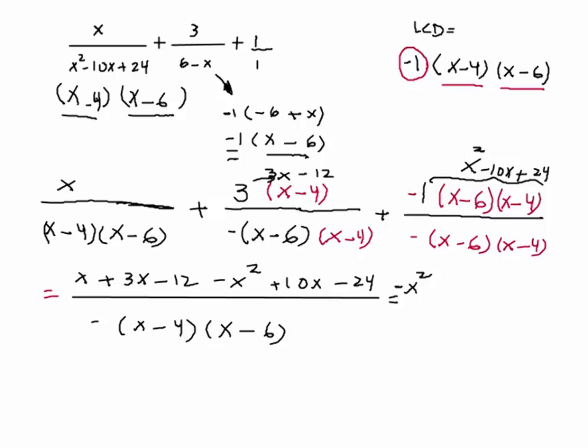fractions, but the first one is missing a minus here. So I do need to multiply this by minus the top and bottom of the fraction if I want to have the LCD to be minus x minus 4 times x minus 6. So you see that? So we do have a minus here.